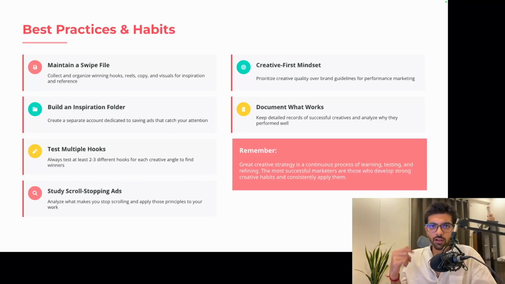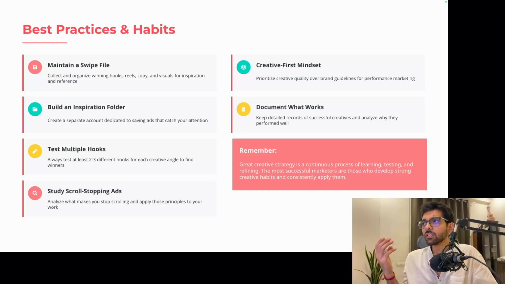Study stopping ads. Whenever you're on Instagram or Facebook or any other platform, any ad that stops your attention, just grab it. For example, I was working with a female fashion brand, so I asked my sister to share some of the ads she may be seeing which grab her attention, right? So find people in your network who are like your ICP, and ask them to do you a favor as well.